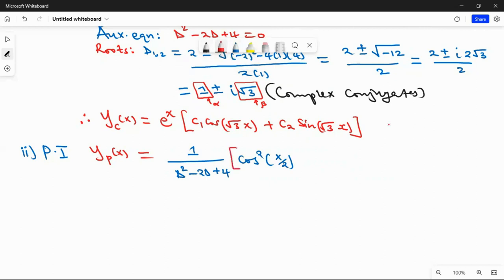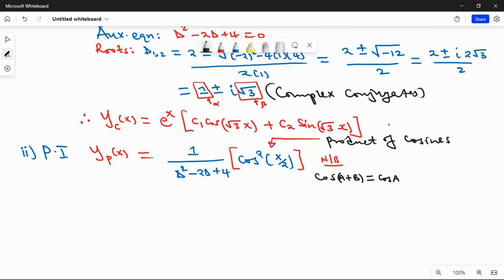Look at this one. Cosine squared of x over 2 is a product of cosine and another cosine. This is a product of cosines. We need to break it down to maybe cosine of multiples of x. So I use the trigonometric identity. Take note that cos(A plus B) is equal to cos A cos B minus sin A sin B.